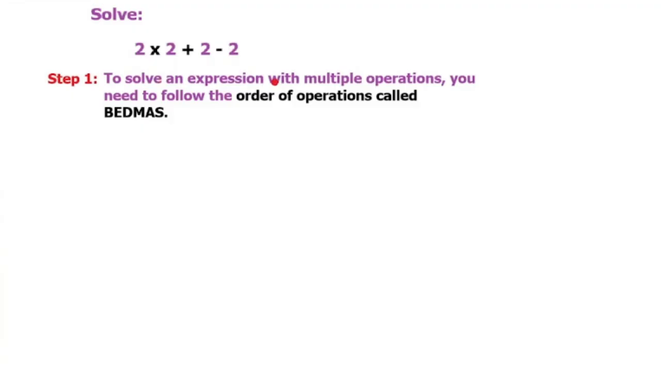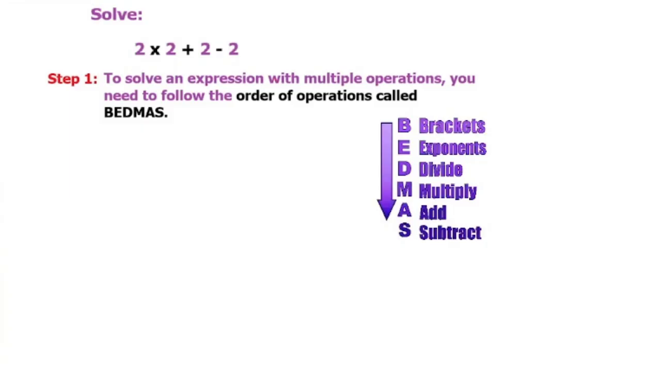You need to follow the order of operations called BEDMAS. So you're probably thinking to yourself, what the heck is that? This is BEDMAS. This is the order in which things are done. So first you do brackets, then you do exponents. Don't worry about that right now. We haven't learned that yet. Then you do divide, then you do multiply, then you do add, then you do subtract, BEDMAS.